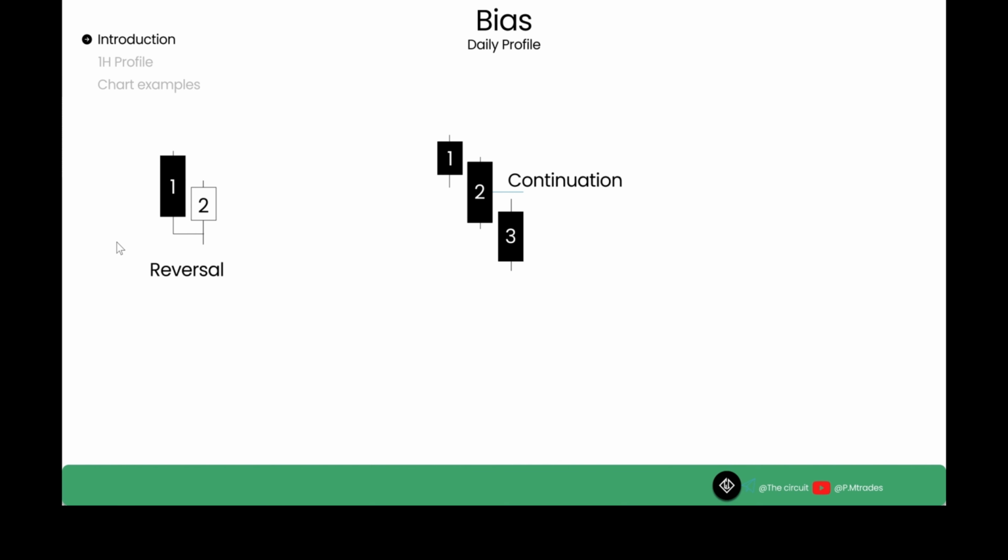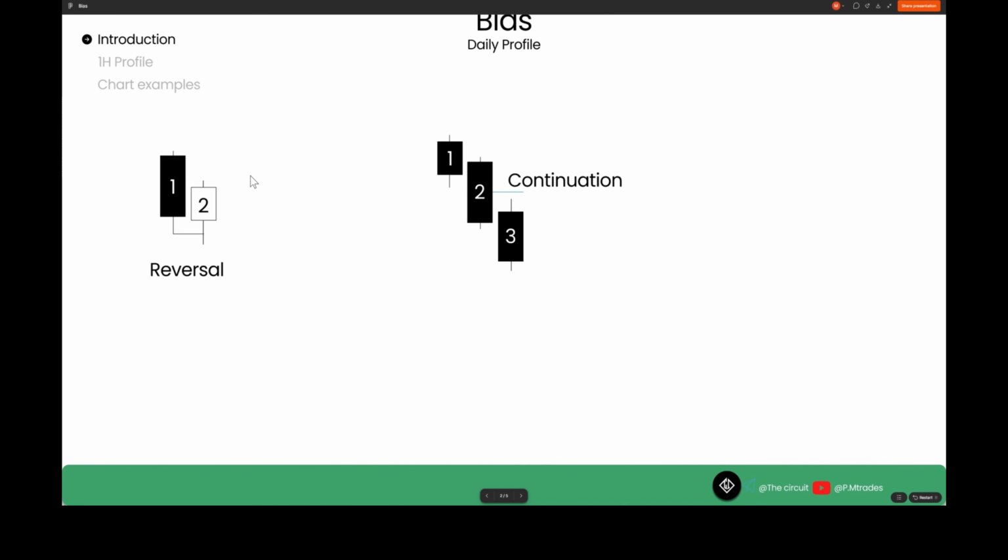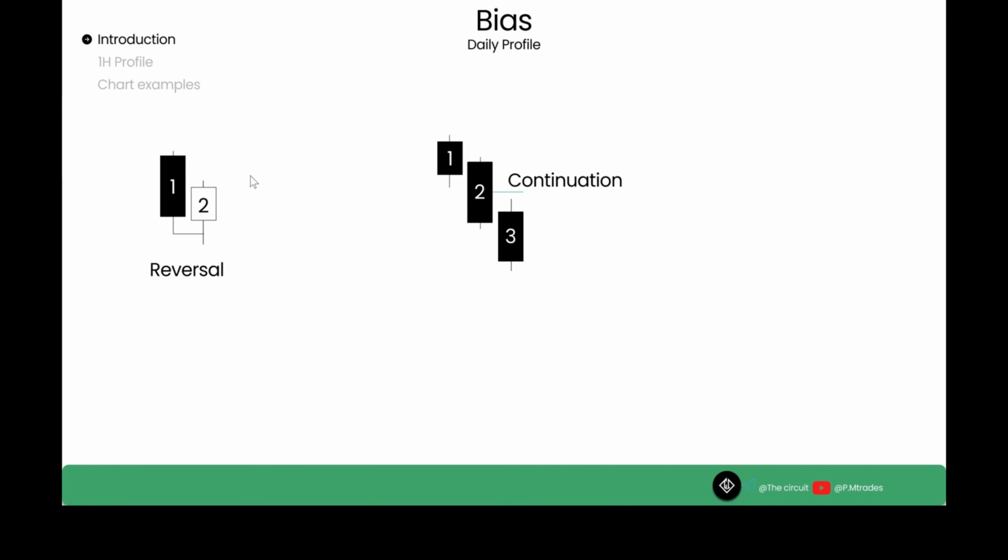We're going to be talking about bias today, and bias simply answers the question of direction. This is crucial because before you engage with the market, you want to know which direction the market is headed towards. Is it bullish? Is it bearish? Or is it consolidating? These are the questions you need to answer before you engage with the market.